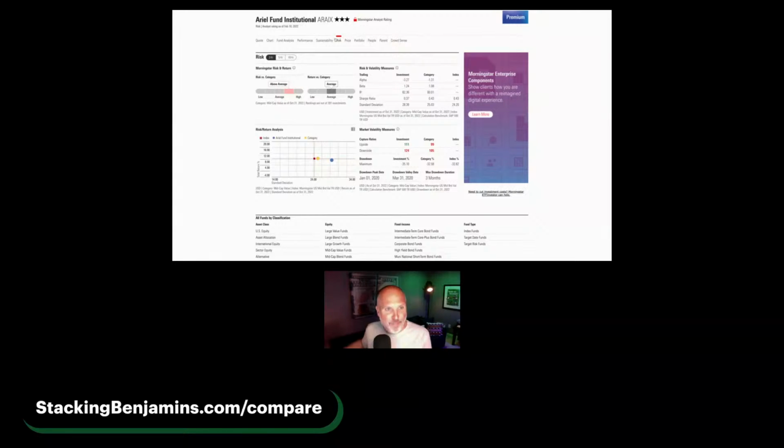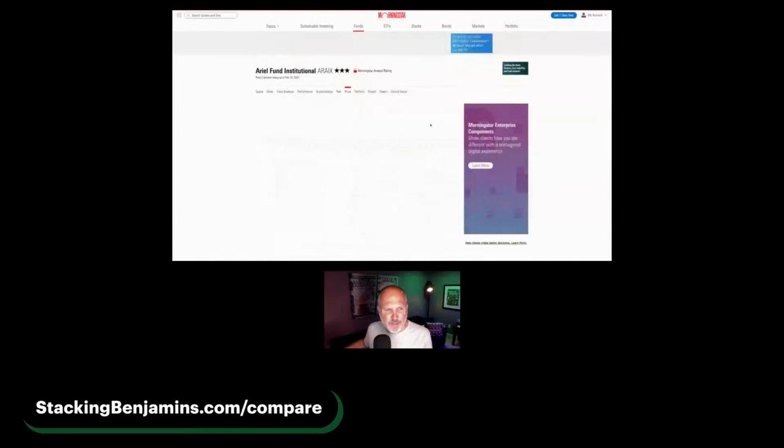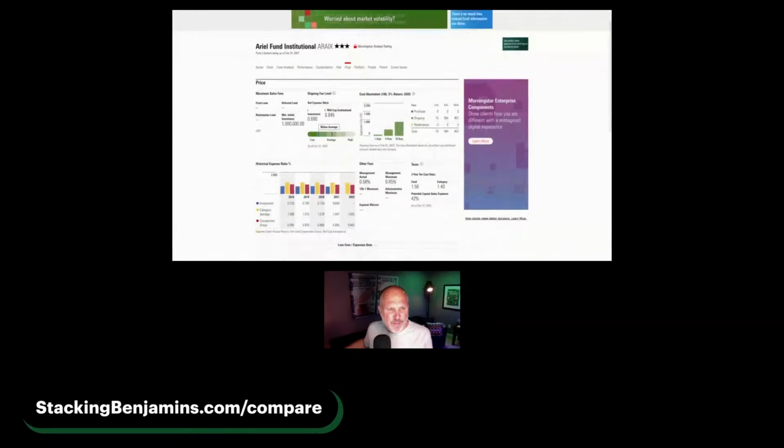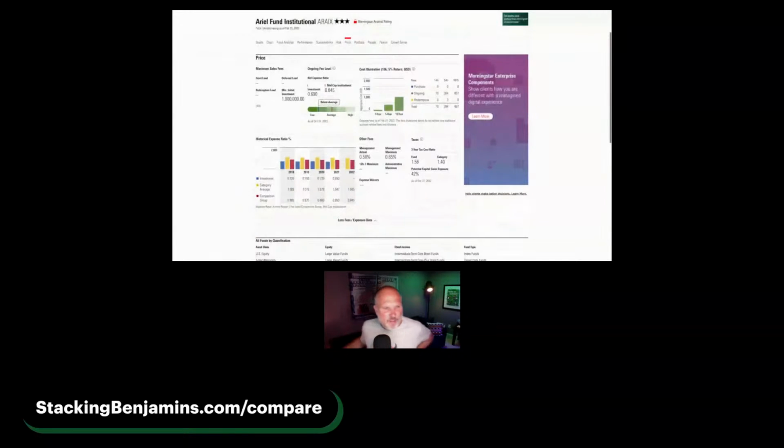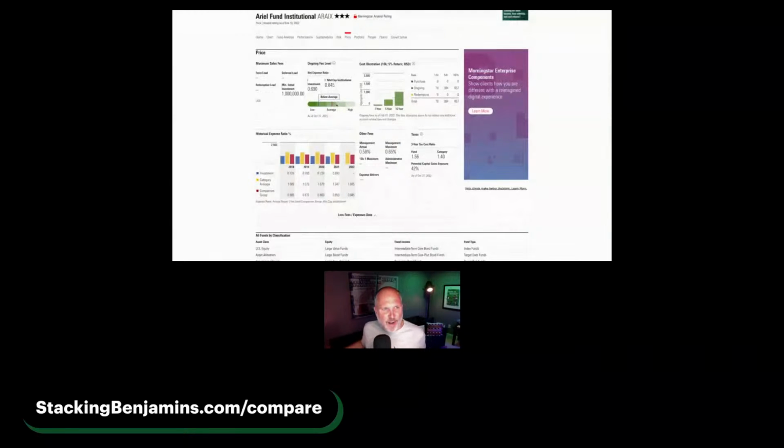So let's dive in. If we go to price, price tells me what the fees are. Now, this says minimum initial investment is $1 million. And Rocky, because you're buying it institutional, which means it's in your 401k, your company had to put $1 million in it, which means that you probably work at a fairly decent sized company that can put $1 million in, or they've worked out some type of arrangement with Ariel to get in underneath that number. So don't worry about initial investment unless you're buying in your brokerage account.